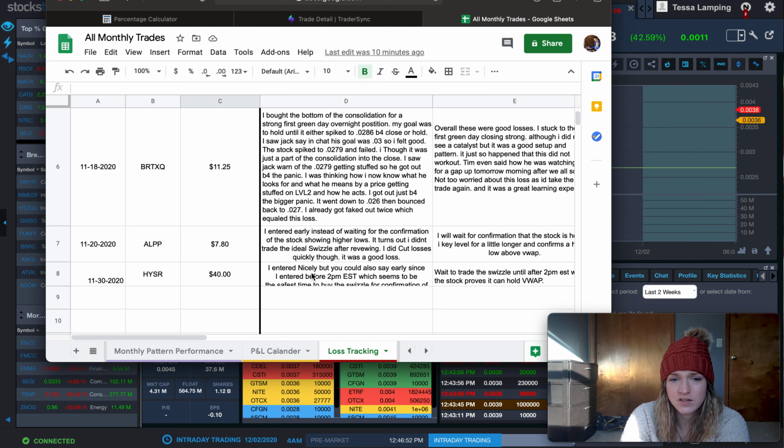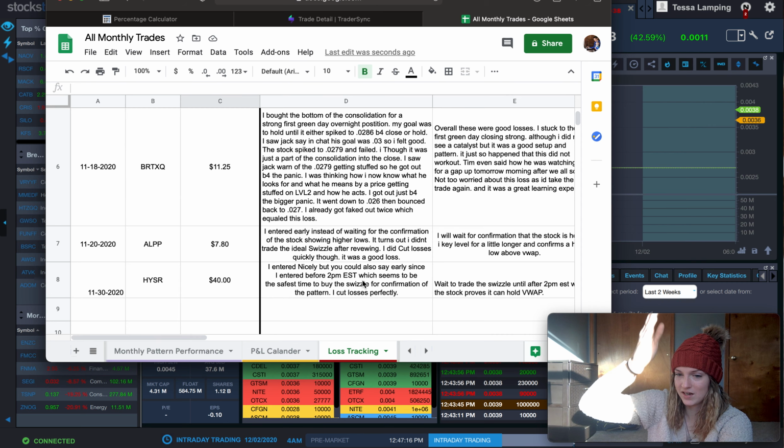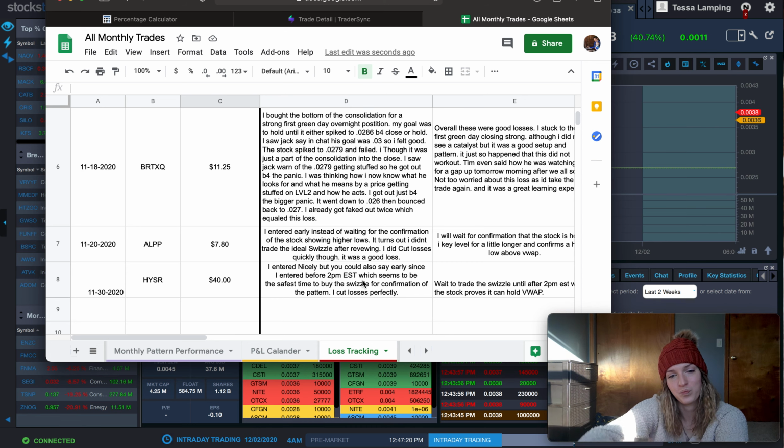HYSR, I entered in nicely, but I could have also said early since I entered before 2 p.m., which seems to be the safest time to buy the swizzle. Yeah, this was a stock where she let me know that I should just wait because I bought where I tracked it. That was totally fine, but I didn't account for the panics and then the spike and then sideways and then spike up.